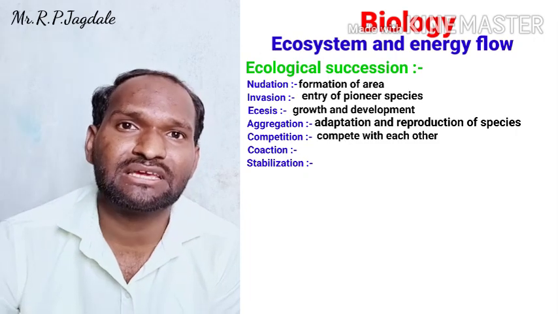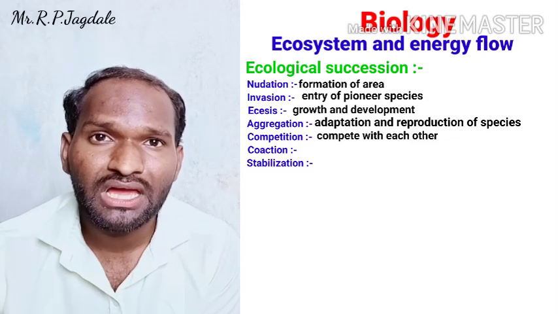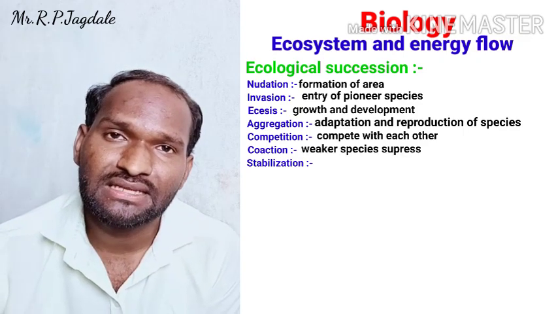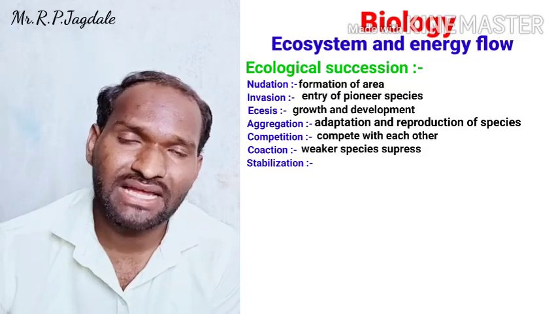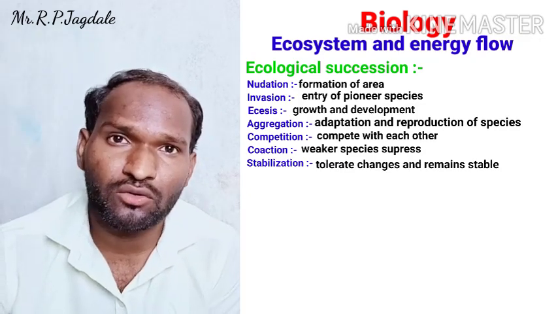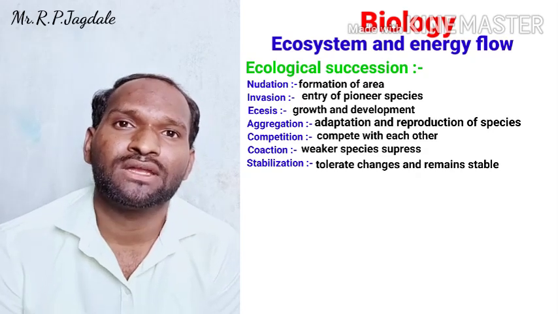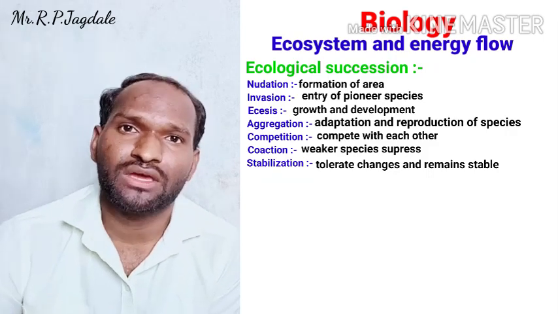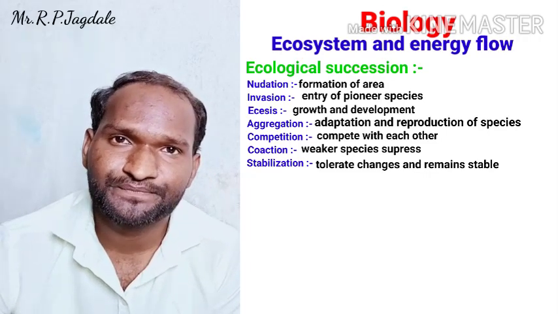After competition, the next step is coaction. Due to that competition, one species is going to dominate and other species are going to be suppressed. That is called coaction. And the last step is reaction and stabilization. That is the climax stage, where one or a few species dominate over all the species and remain in that ecological system. That is called the climax or stabilization step. These are the steps by which, one by one, ecological succession takes place.